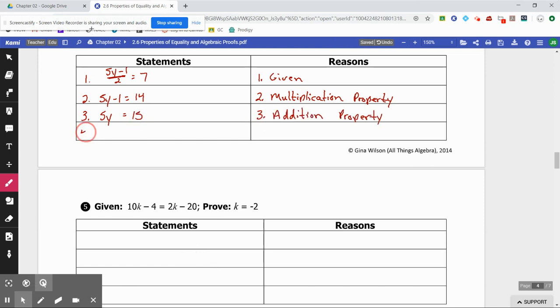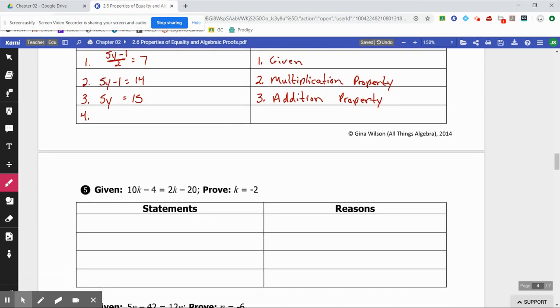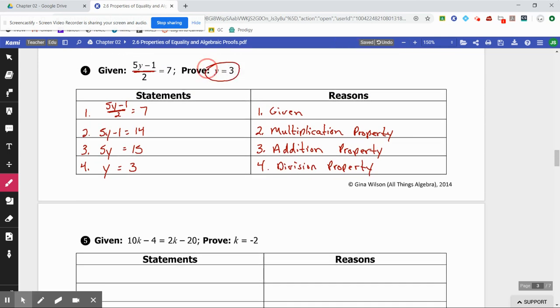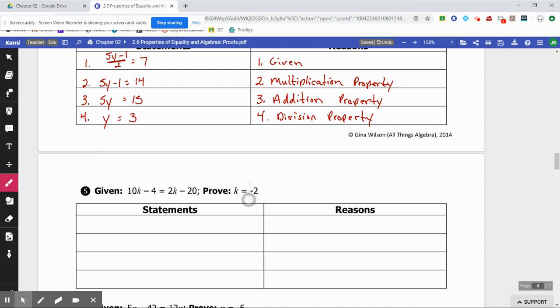And then the fourth and last step, to get y by itself, we're going to divide by 5. Divide the left side by 5, and it's gone. Divide the right side by 5, and you get 3. And that will be the division property. And you can check, and y equals 3 is what we were trying to prove.